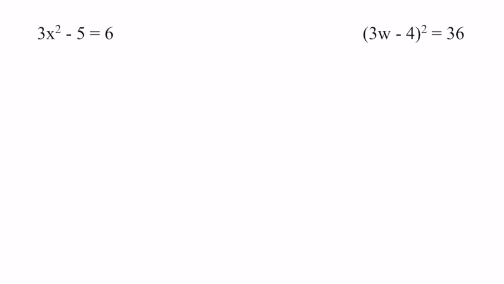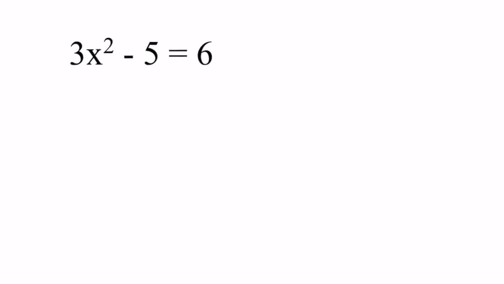To use the square root property to solve equations, it's important to first isolate whatever is being squared. For example, here in the equation 3x squared minus 5 equals 6, only the x is raised to the second power. So before we take the square root of both sides to get that x by itself, we need to isolate the x squared. We need to get rid of the minus 5 by adding 5 to both sides.